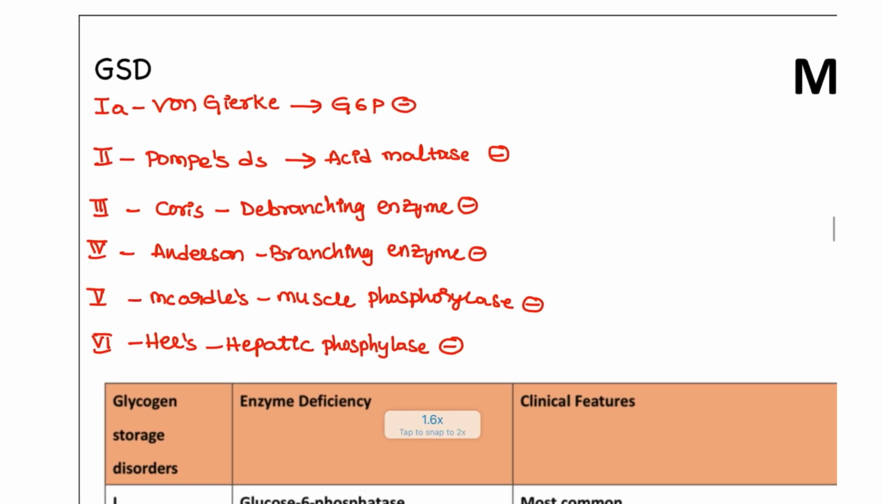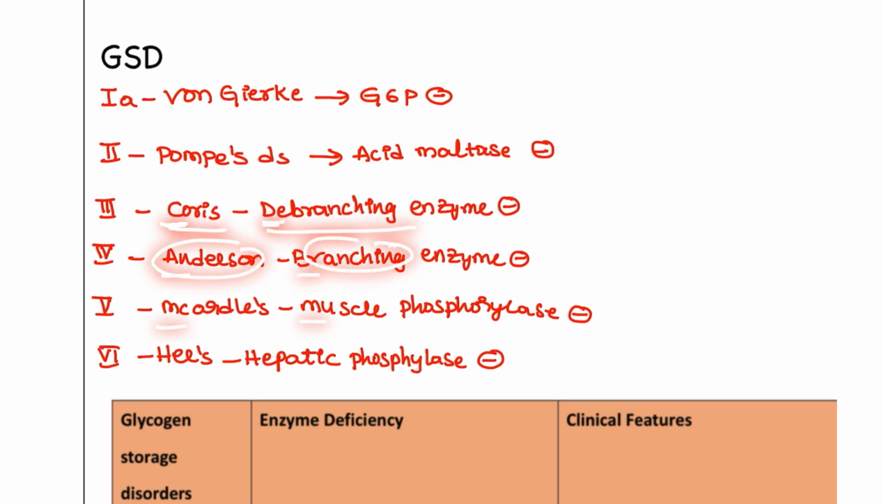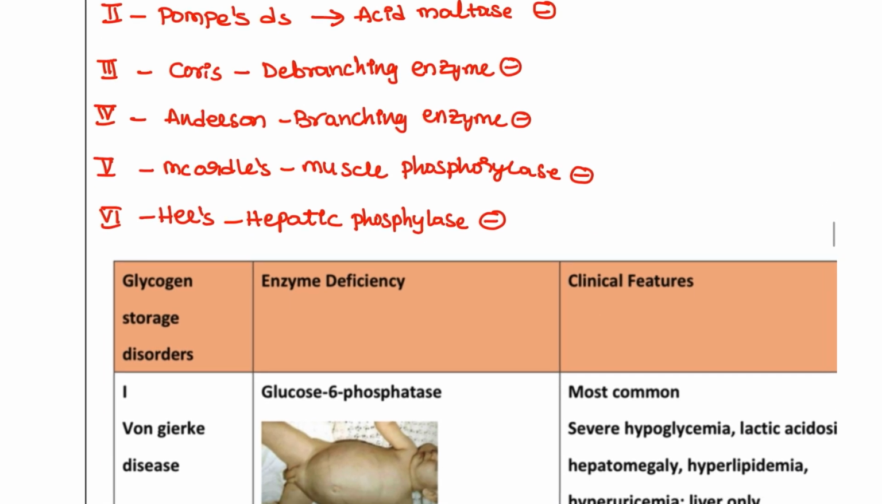Next, the diseases that you have to remember in this chapter. The glycogen storage disorders. Remember, 1A is von Gierke disease. This is deficiency of glucose 6-phosphatase. Next, Pompe's disease, type 2, where acid maltase is the deficient enzyme. Cori's is the debranching enzyme. C for Cori's, D for debranching. A, B, Anderson, and the branching enzyme. M for McArdle's, and the muscle phosphorylase. Hers, H for hepatic phosphorylase.